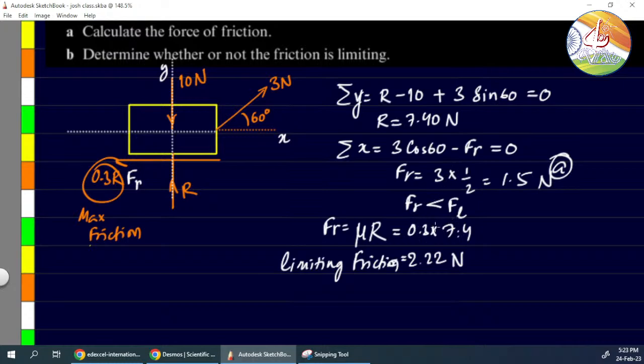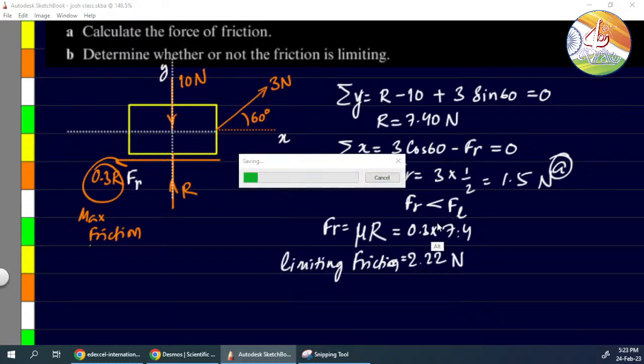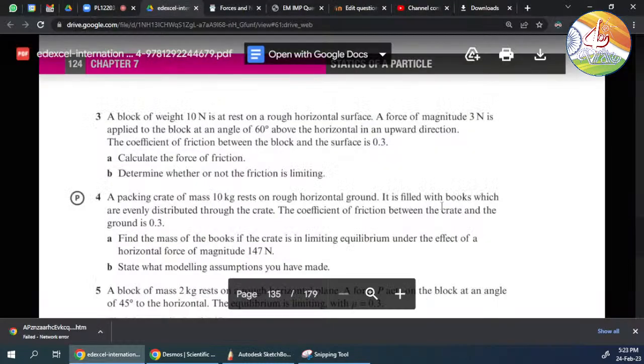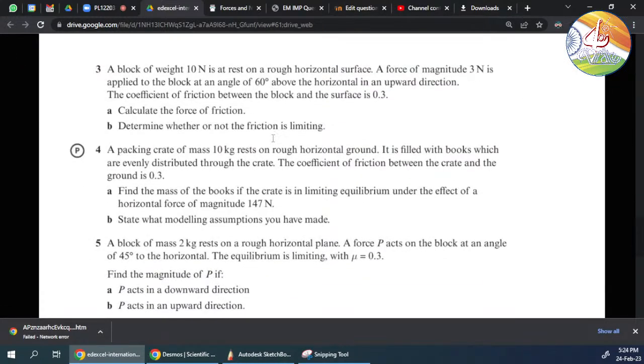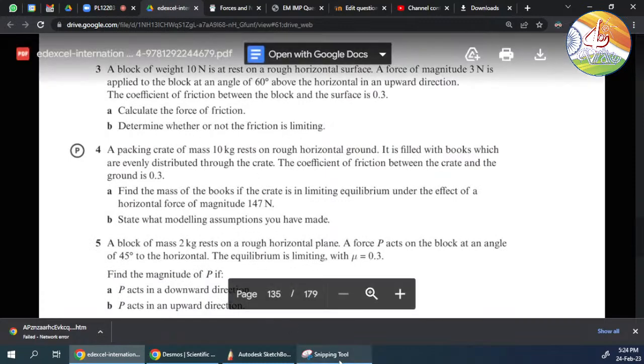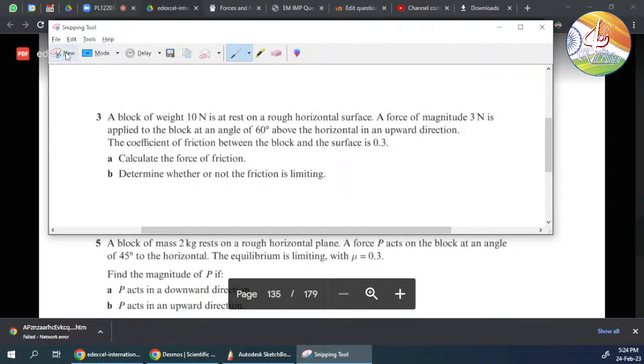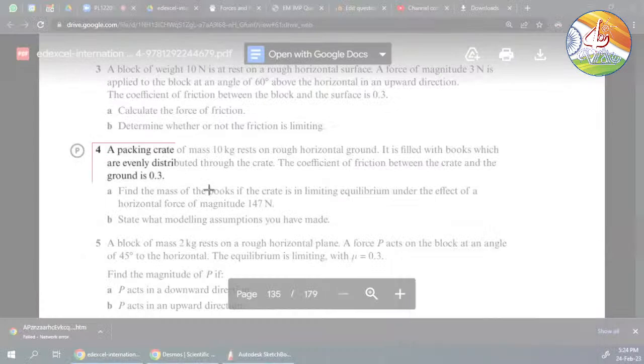Next. Which one is over just now? The third one is over now. So let's go for the fourth one.